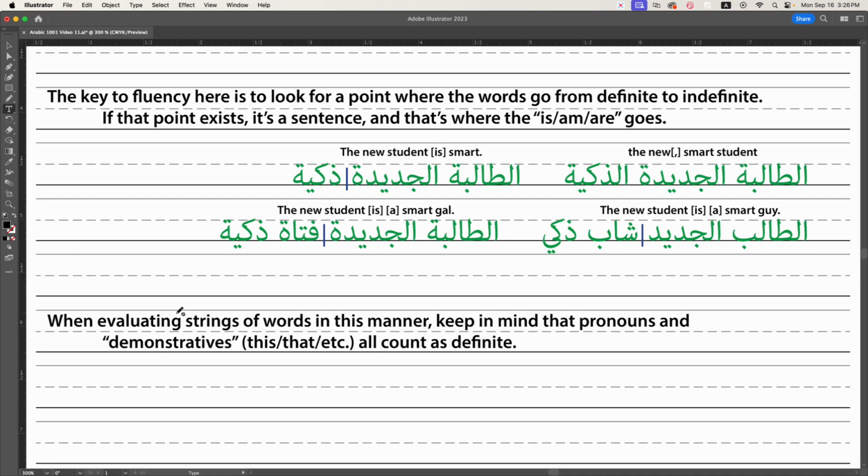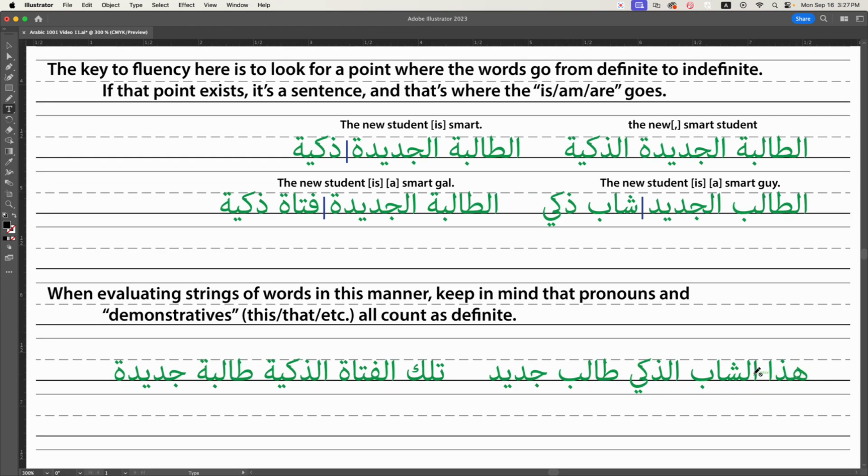When evaluating these strings of words, keep in mind that pronouns and what we call demonstratives, hadha and hadhihi and dhalik and tilka, this, that, these, and those, all count as definite for this purpose. So do question words. So I can say, hadha shabba dhaki, and this word here is definite because it's a demonstrative, an ism ishara in Arabic, an indicator word.